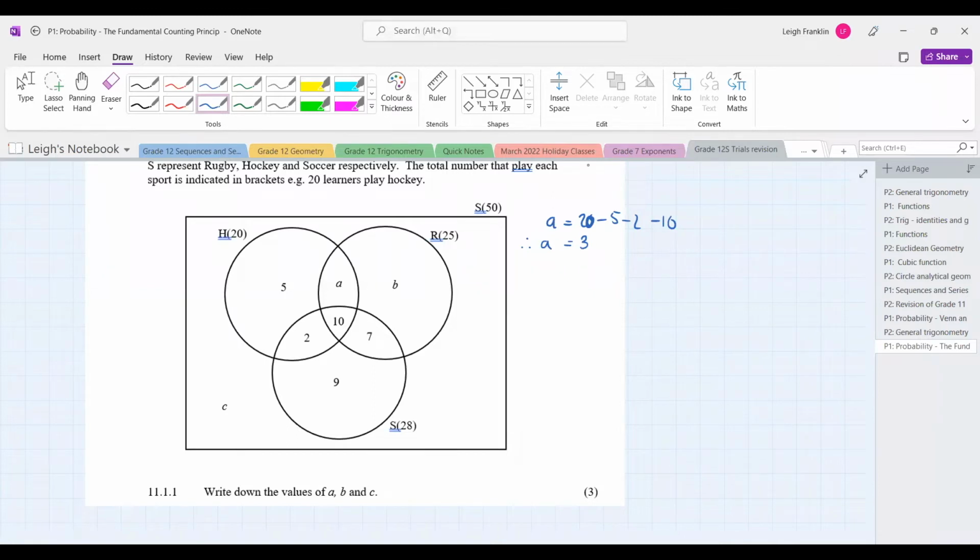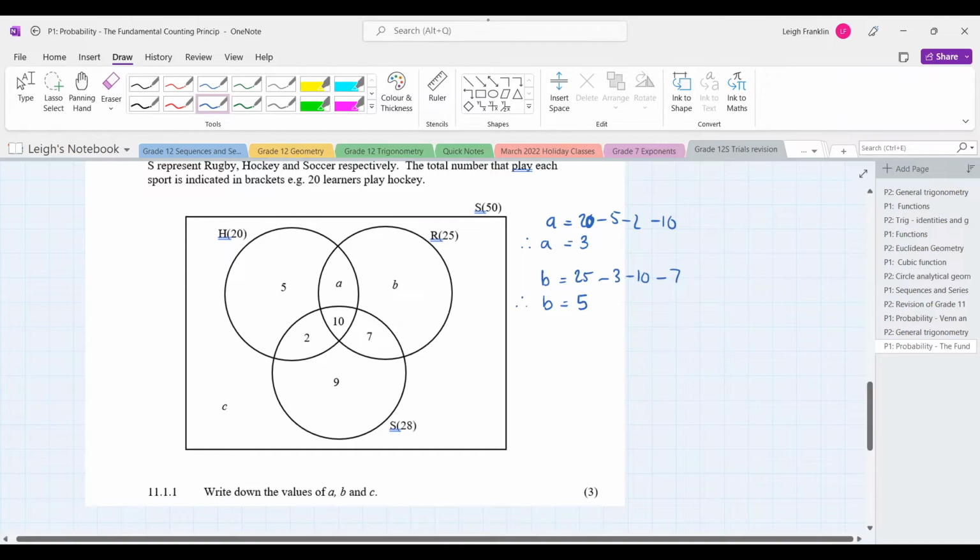Good job. Okay, so now when we want to work out the value of B, what would we do? Same idea. Here we would need to start with 25. We would need to take away A. We would need to take away 10. And we would need to take away 7. Okay, so what do we get as our answer for B? What are you guys getting as an answer? Me too, Mr. Bavuma. I'm also getting 5.